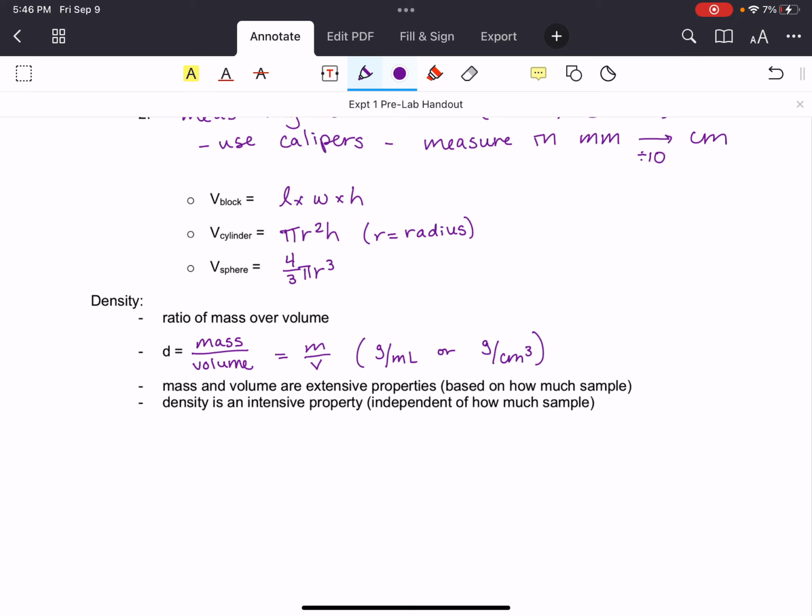We know that mass and volume are extensive properties that are based on how much sample we have, but density is an intensive property. And because it's an intensive property and it's not dependent on how much sample we have, we are going to use this to identify the sample. And you will have tables within Experiment 1 that tell you what the densities are of different solids, and you'll be able to compare it to the values you calculated so that you can identify the different objects.